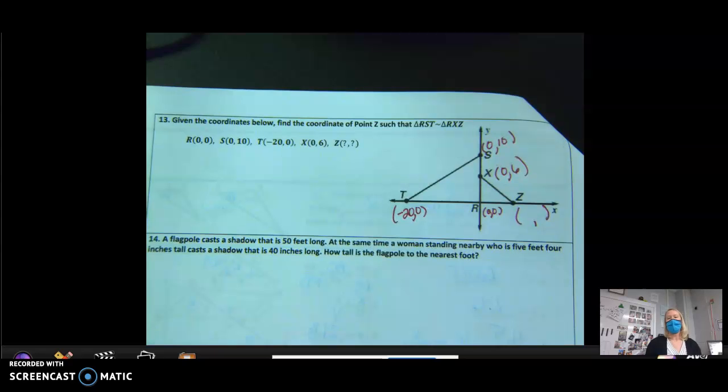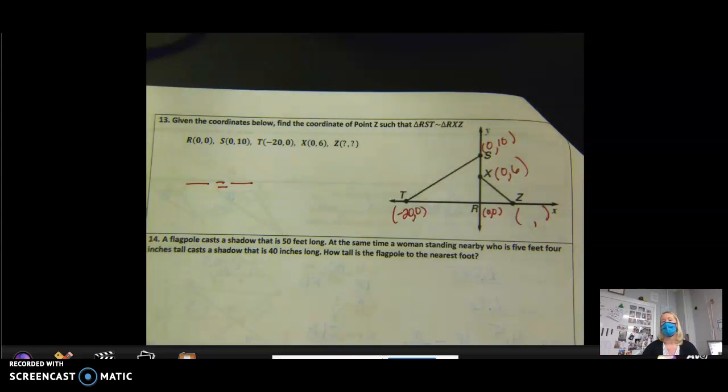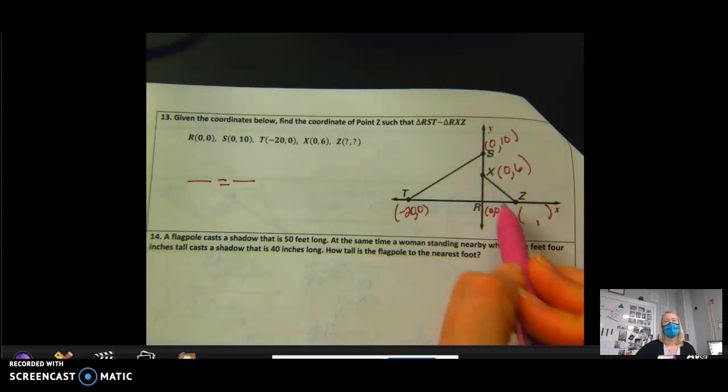Okay. So what they're wanting us to do is find the coordinate point for Z to make these two triangles similar to one another. If they're similar, then they have to have proportional sides, right? So we're going to write a proportion to solve to see how long R to Z has to be. Because they gave us certain coordinates and their horizontal and vertical lengths, I could quickly write in the length.